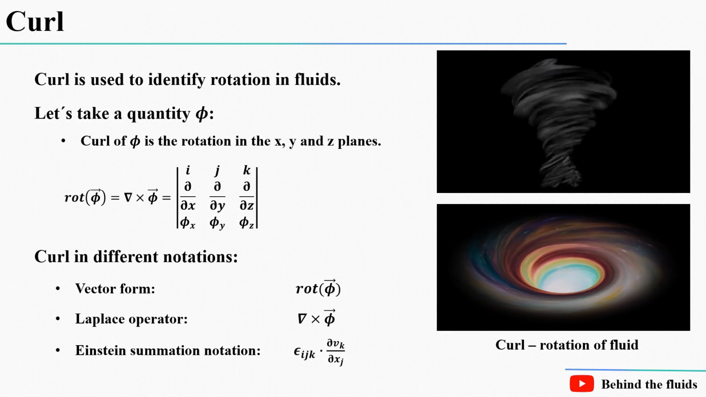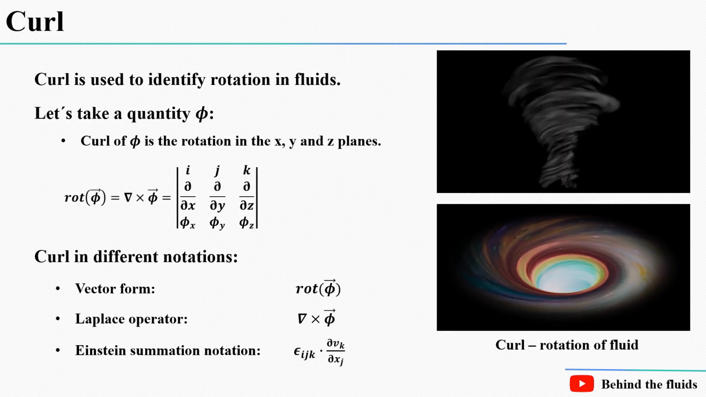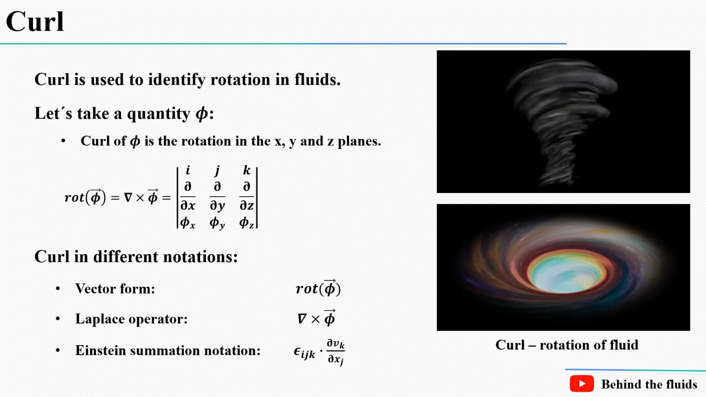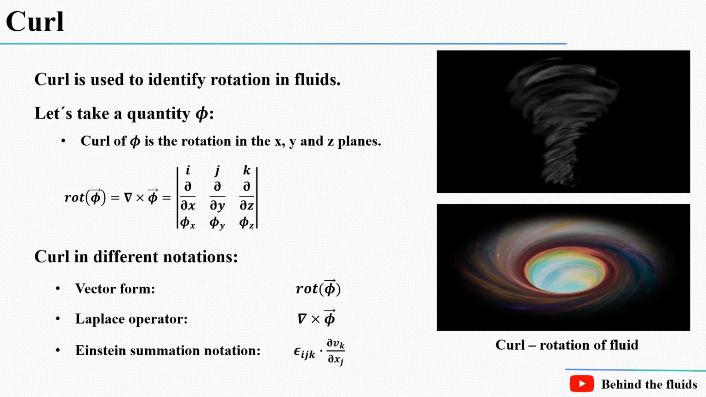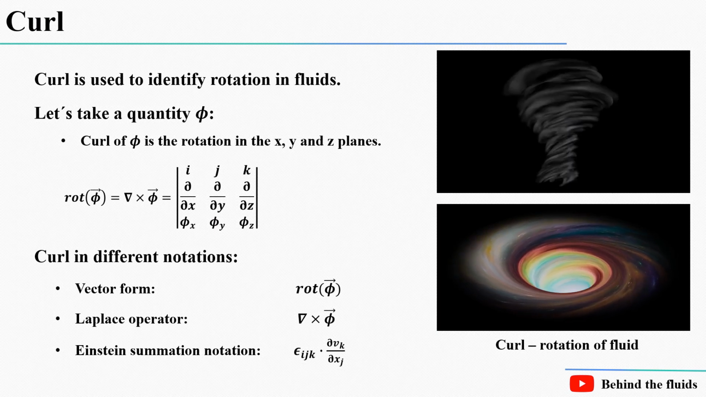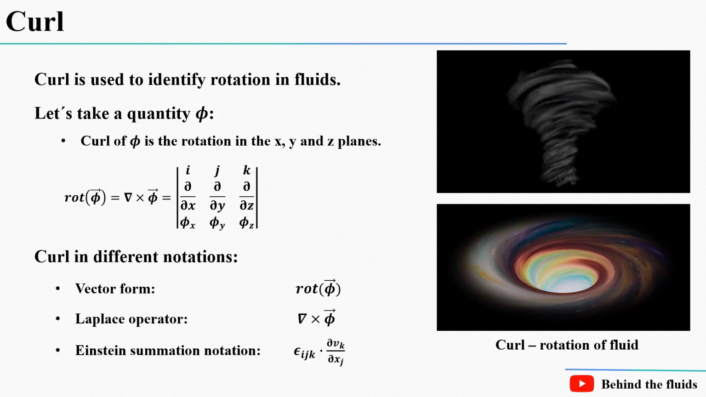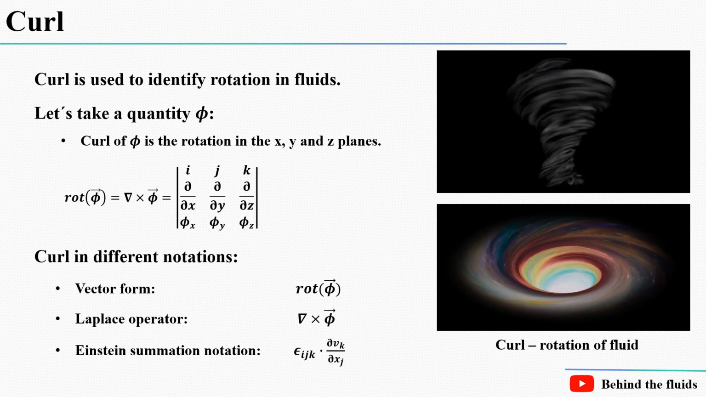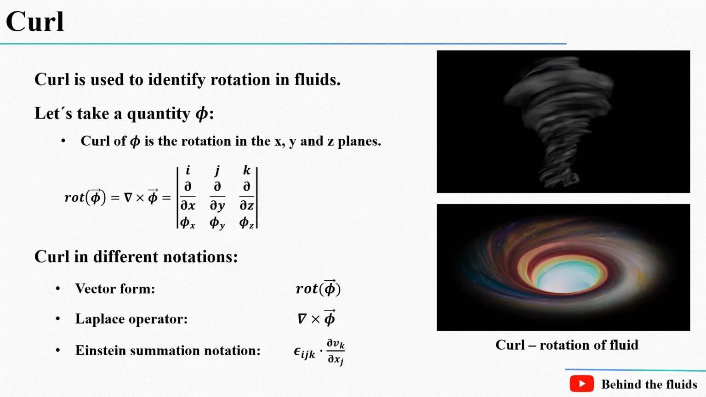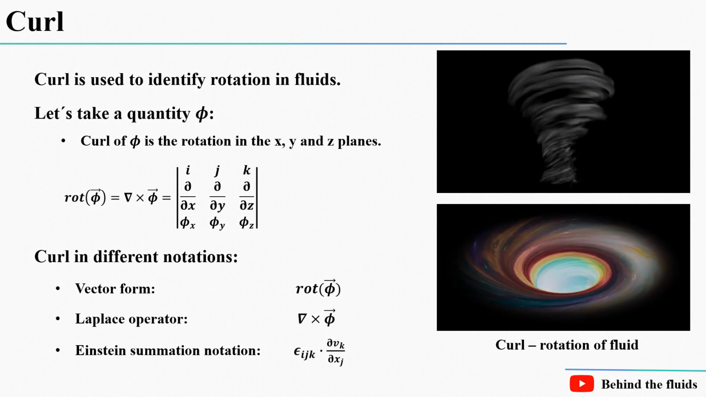As these visuals demonstrate, the curl of a vector field allows us to identify and quantify the local rotation within the fluid. It tells us about the tendency of the fluid to spin around a particular point. The curl of a vector field phi vector, denoted by rotation of phi vector equals nabla cross phi vector, is itself a vector. Its components describe the rotation of the field around each of the spatial axes.